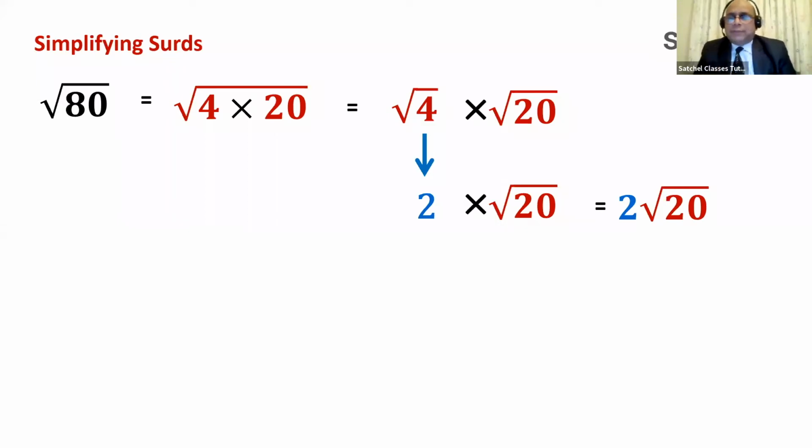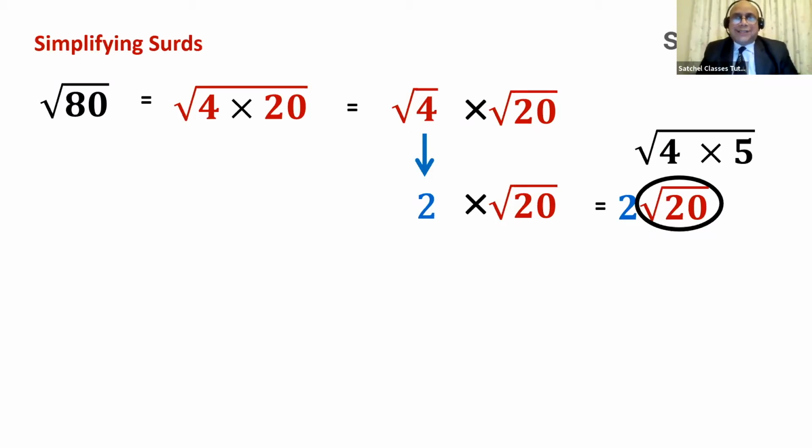But there's a small problem here. The number inside the root sign, which is 20, can be further split into a square number times another number, because 20 itself is 4 times 5. Which means this is not the right way in which we can simplify a surd, because we have not simplified it completely.